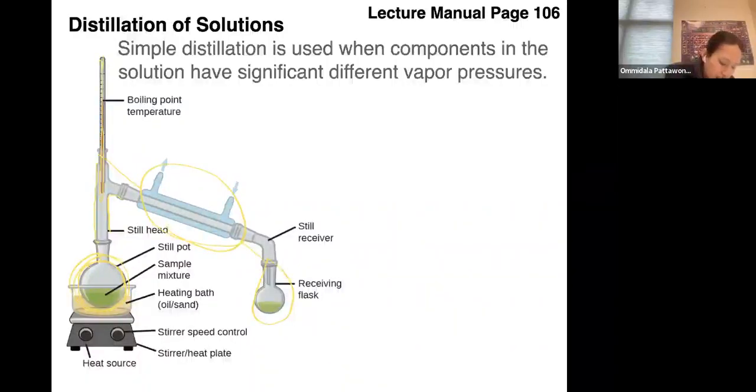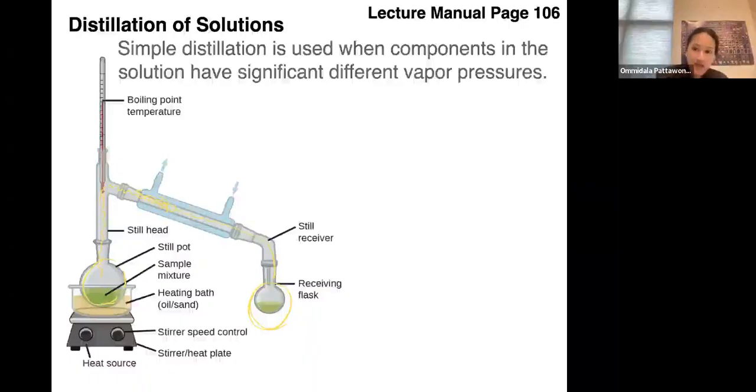This solution is placed over the heat source. So what happens then? As the solution is heated, the substance that has weak intermolecular forces is going to have high vapor pressure, so that substance is going to boil first. As it boils, the gas travels up the column and on to the condenser. Since the condenser is cool, it cools the hot gas down and condenses it into liquid. Then you are able to collect it in the receiving flask. So that's what it means.